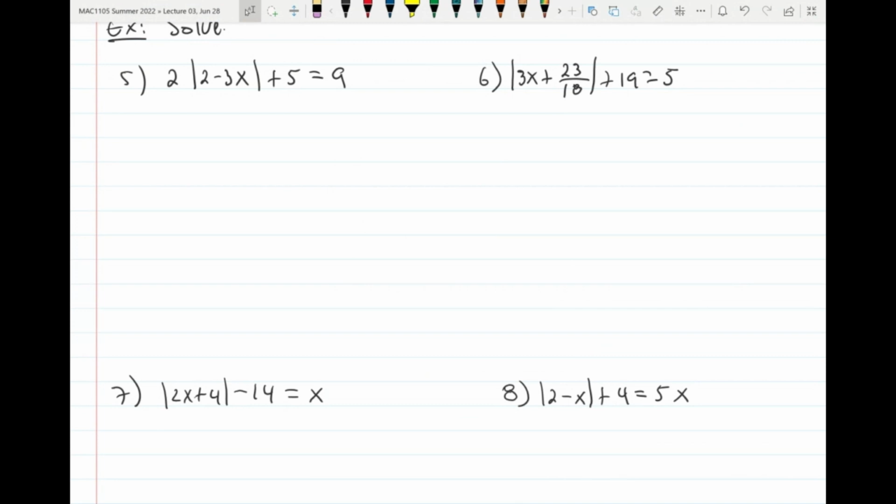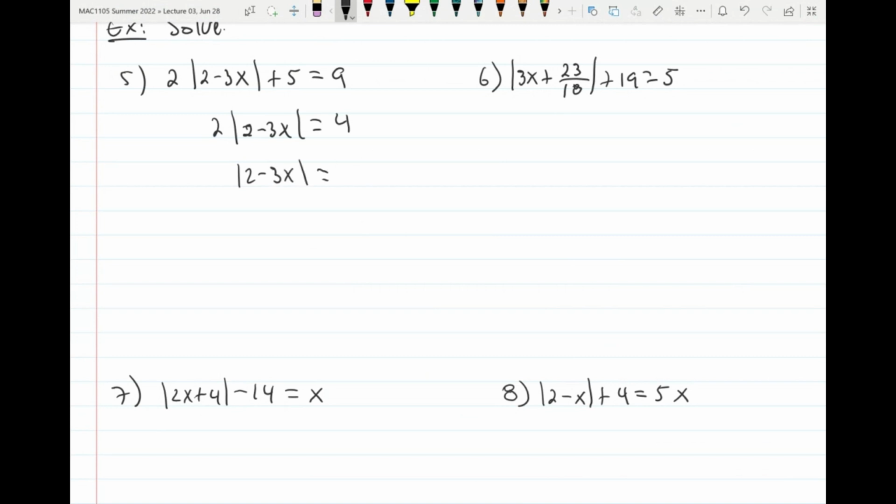Okay, the first one. What do we need to do? What's the first step? So isolate the absolute value, right? So start with 5 and then divide by 2. So we get the absolute value. Okay, let me just do it one step at a time. So it's going to be equal to 4, and then we get the absolute value of 2 minus 3x.